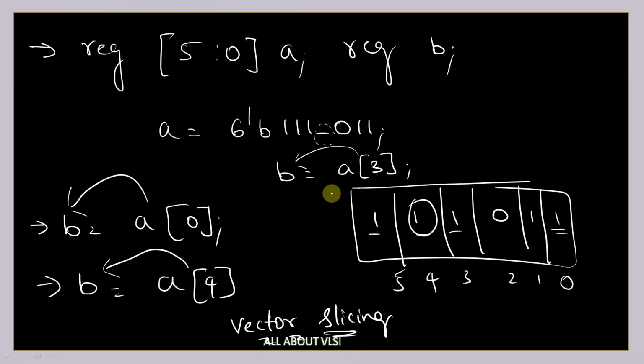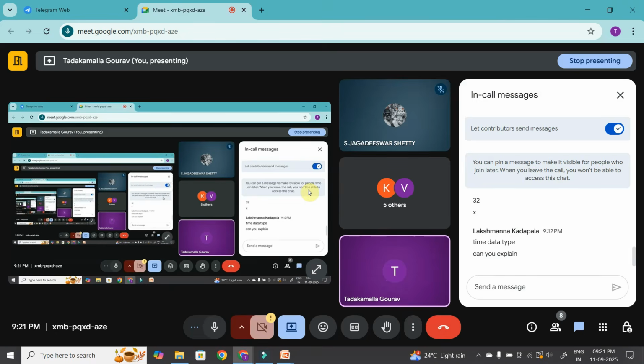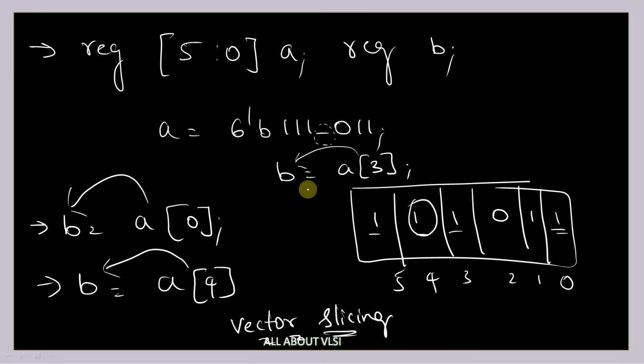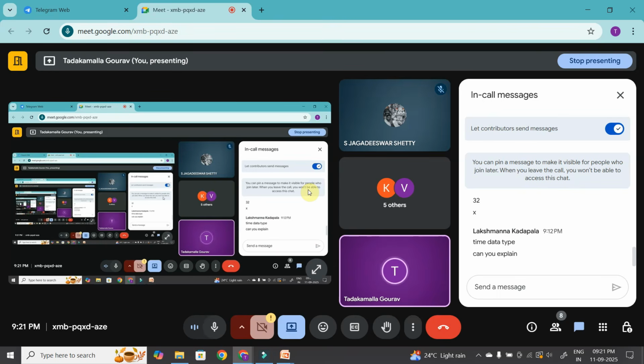So this is how I am going to slice my vector, and I can take whatever values I need. Is it clear? This is my vector slicing. Any doubts or any queries in this?